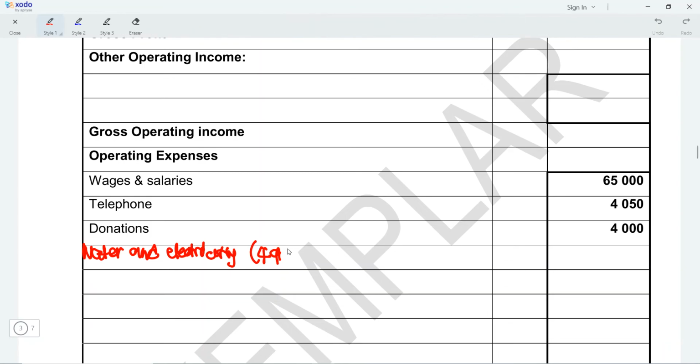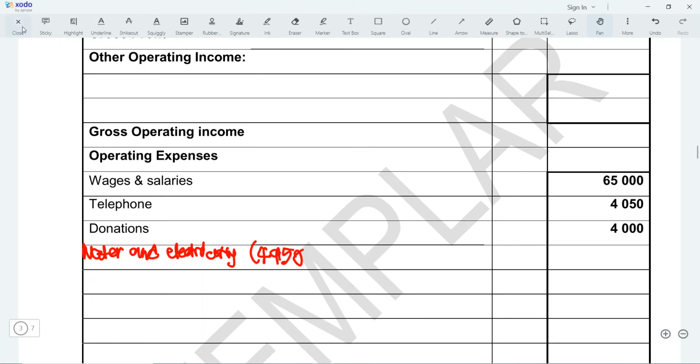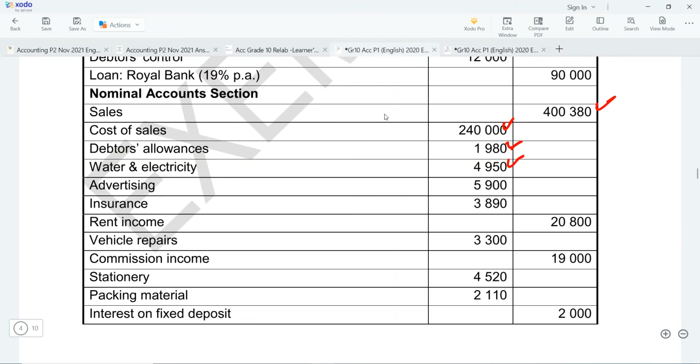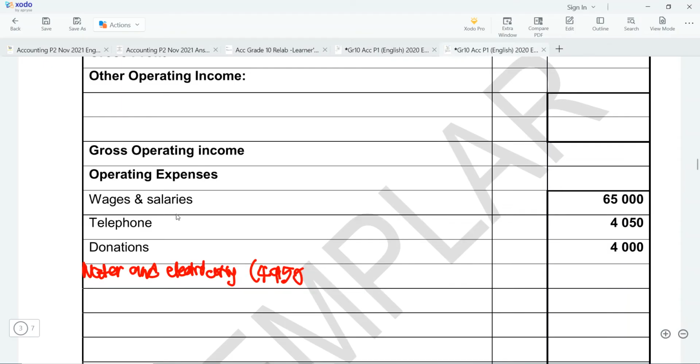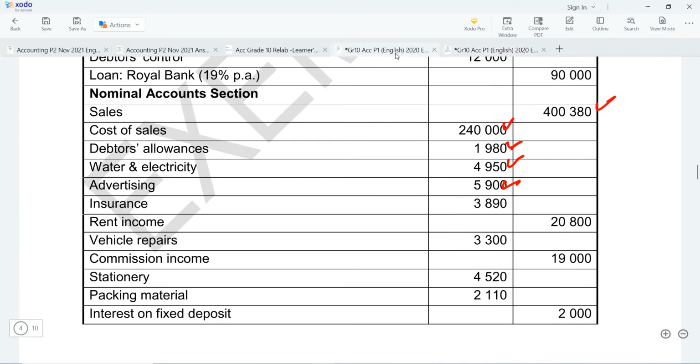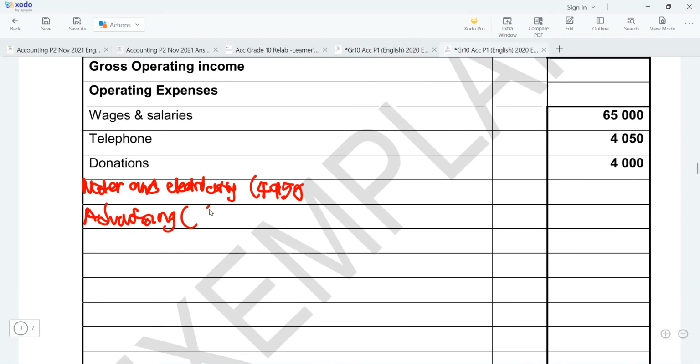So it's 4,950. And then from there we can move on and go to other things that are given to us, other accounts. So we've used water and electricity, and then let's also check advertising if they wrote it for us. I don't see advertising, so it means that I'll have to write it here. So advertising, and then let's also check the amount. The amount according to this is 5,900. So I'm going to enter that 5,900 here.